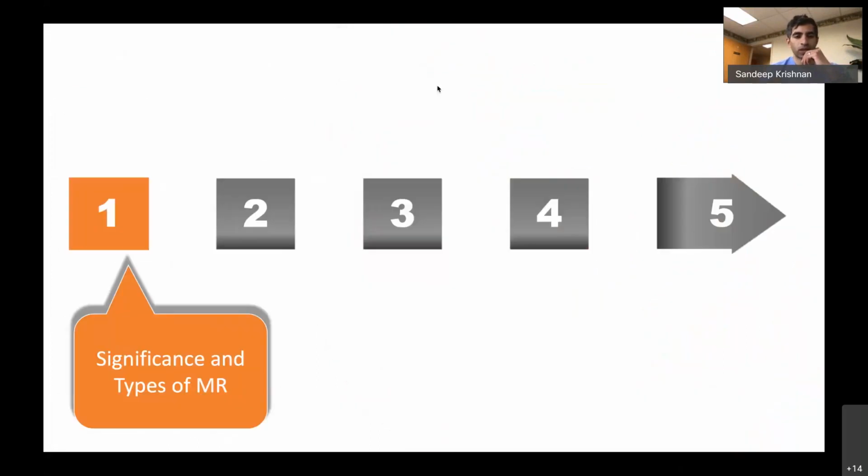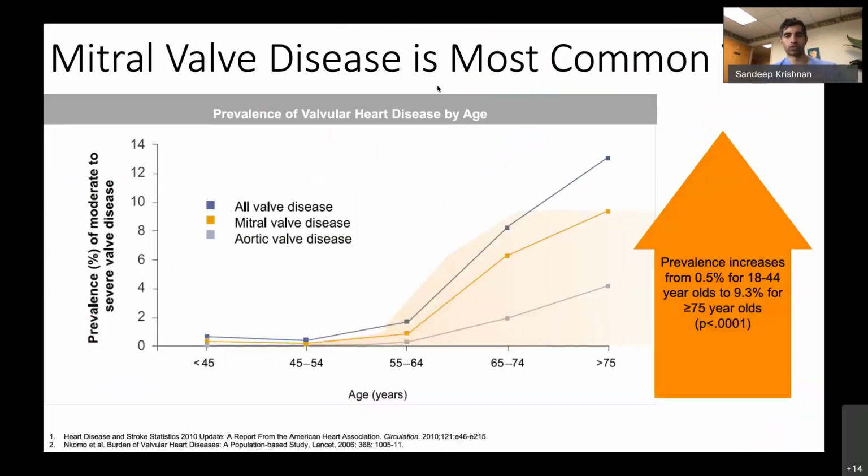So now we'll talk about the significance and types of mitral regurgitation. Mitral regurgitation is actually the most common valvular heart disease, more so than aortic regurgitation or aortic valve disease, including aortic stenosis. Even though we talk about aortic stenosis a lot, and have historically, mitral valve disease is much more common, by several fold in prevalence. And especially as we get older, most folks have some degree of mitral valve disease.